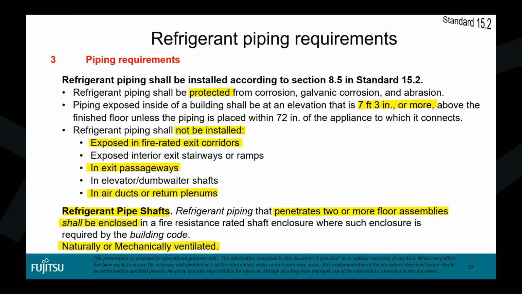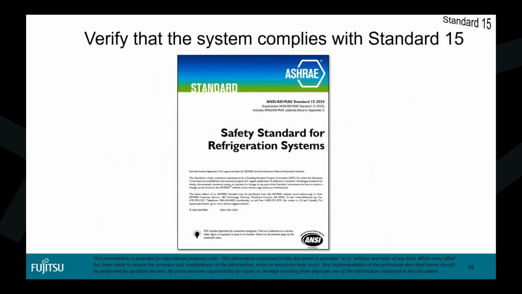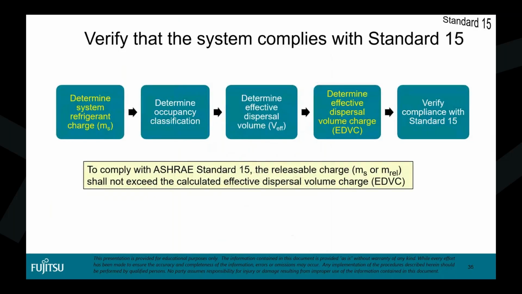Now we're going to go back to standard 15, the non-residential, and do the same thing, walk through the most important parts in standard 15. Similar here, we're going to determine the charge. We've already done that. We're going to determine occupancy classification. That's a new thing. And then the effective dispersal volume, that is the room volume we looked at earlier, but I will call it something different. We're also going to look at the EDVC, effective dispersal volume charge. That is the M max, the max value.